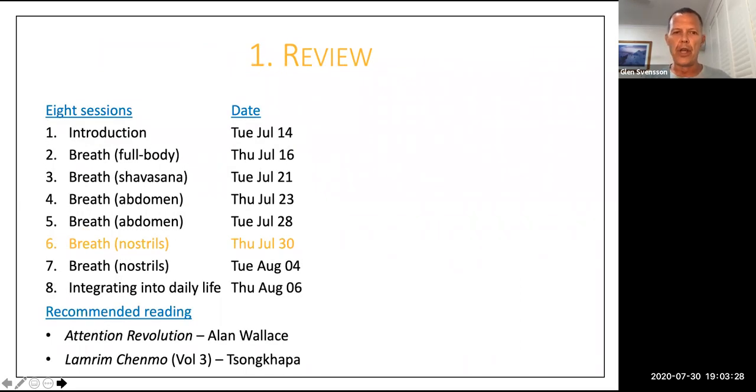So we saw that the recommended reading for this program is Attention Revolution from Alan Wallace. I'll be quoting from that a couple of times this evening, and also from the Lamrim Chenmo, the great treatise on the stages of the path to enlightenment from Lama Tsongkhapa. A lot of technical information there if you're interested in more detailed information. And we'll be quoting a little bit from Lamrim Chenmo in this evening's session.